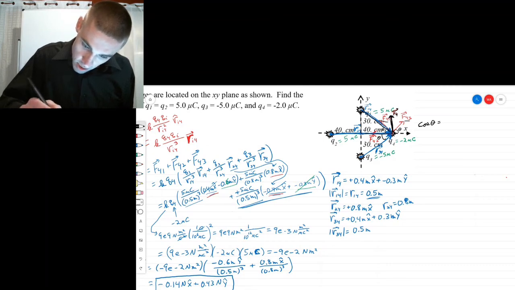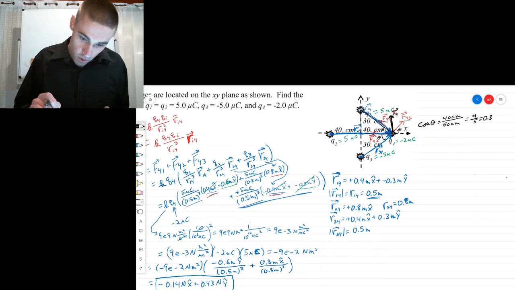So cosine theta is just adjacent over hypotenuse. The adjacent side is 40 centimeters long, and the hypotenuse is 50 centimeters long. So this is 4 over 5, or 0.8, is cosine theta. Okay, and that component applies for both F41 and F43.